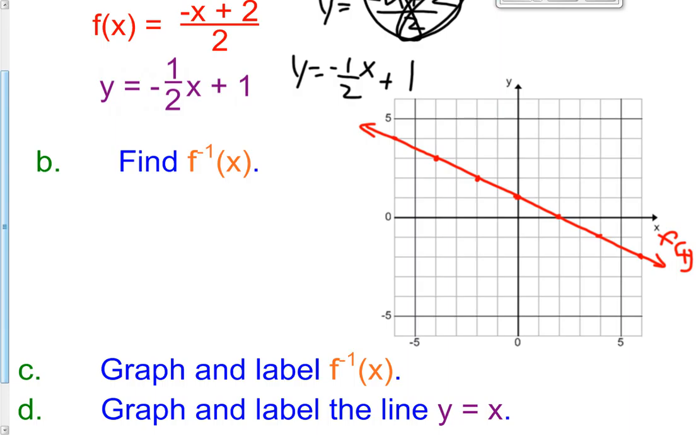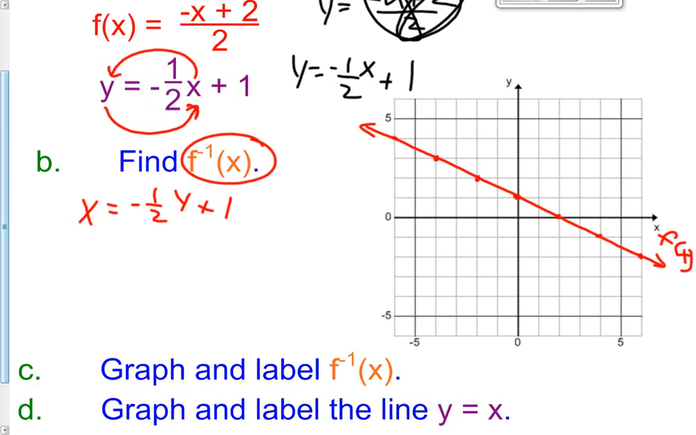Now we're going to find the inverse function of x, which is right here. To find the inverse function of x, all you got to do is bring y over here and bring x over here. You're just switching around x and y. So now x equals a negative 1/2 y plus 1. And now we need to solve for y.